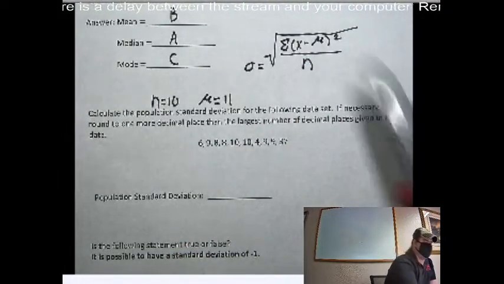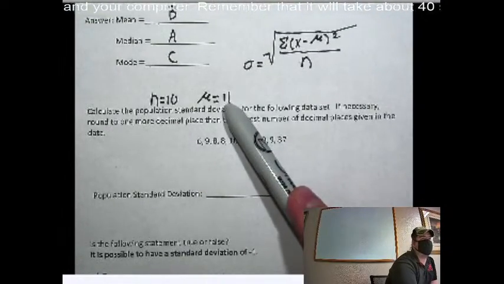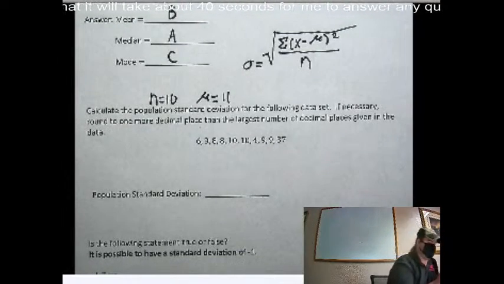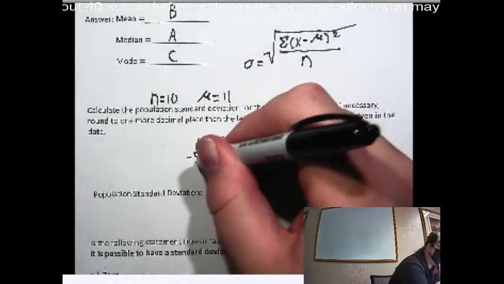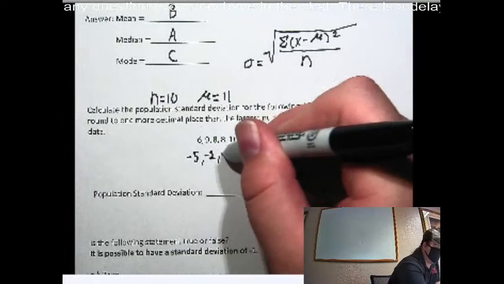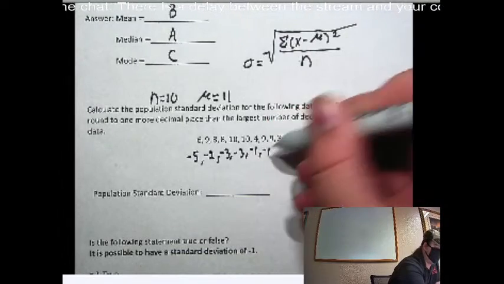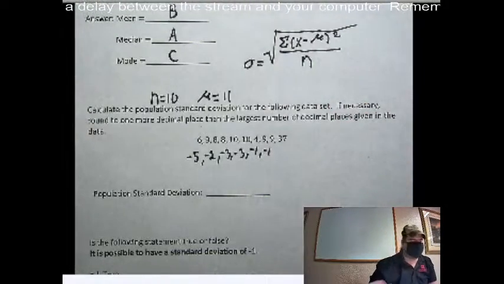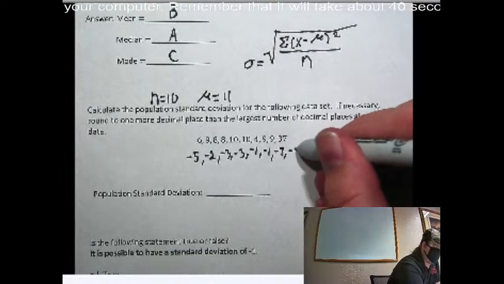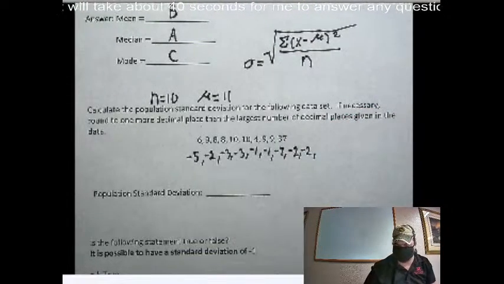First thing we need to do is find our x minus mu, or x minus the mean. For each of these x values, we're going to subtract our mean. So 6 minus 11 is going to give us negative 5. 9 minus 11 is negative 2. 8 minus 11 is negative 3. 10 minus 11 is negative 1. 4 minus 11 is negative 7. Again, 9 minus 11 is negative 2. And then 37 minus 11 is 26.